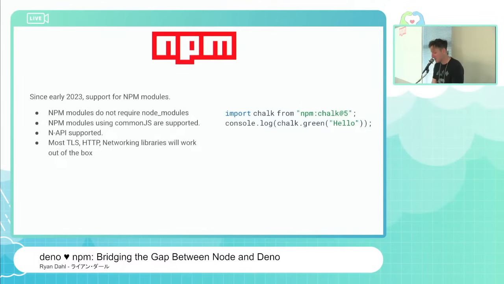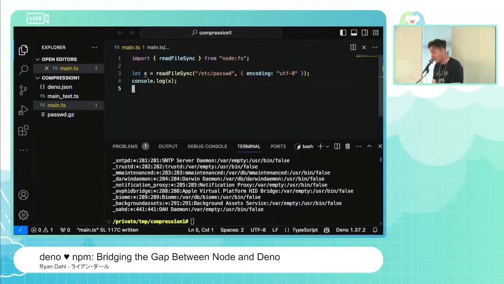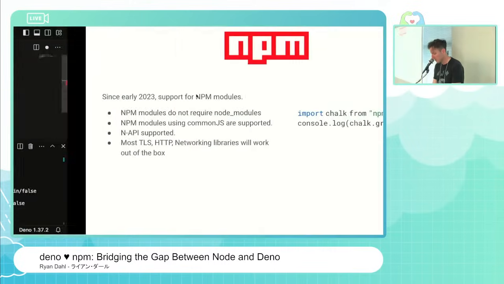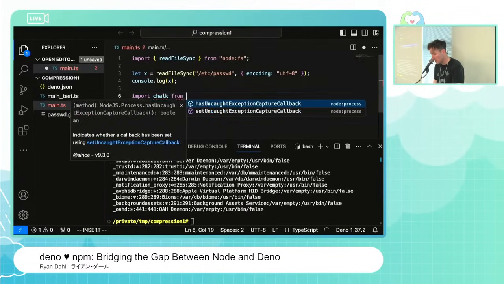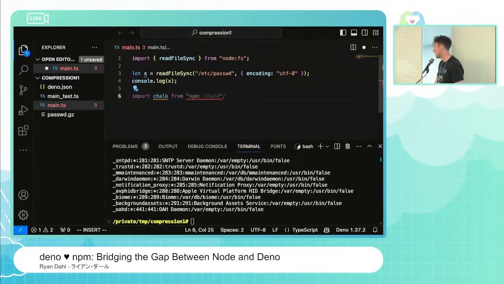And to demo that, let me just show you how it might look to import. What was it? Oh, Chalk. Import Chalk from, and do you know what Chalk is? It's like some NPM module that makes color output for the terminal.